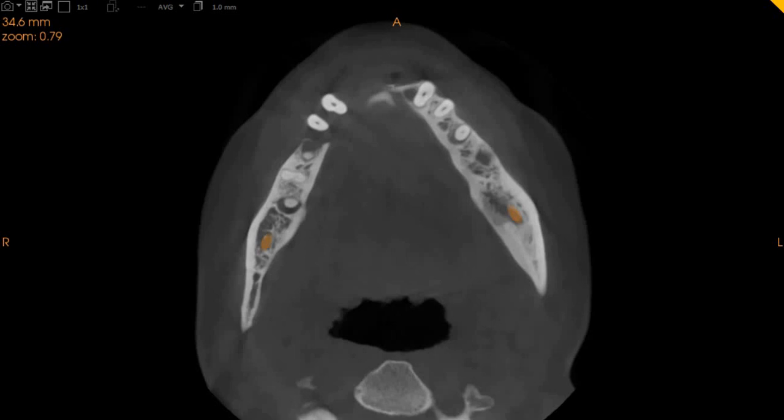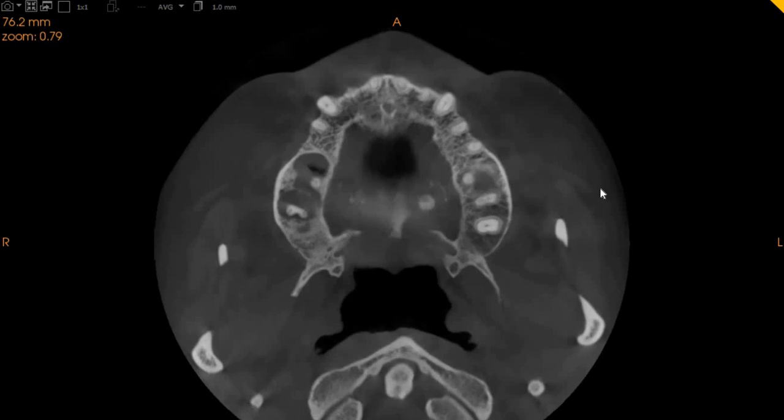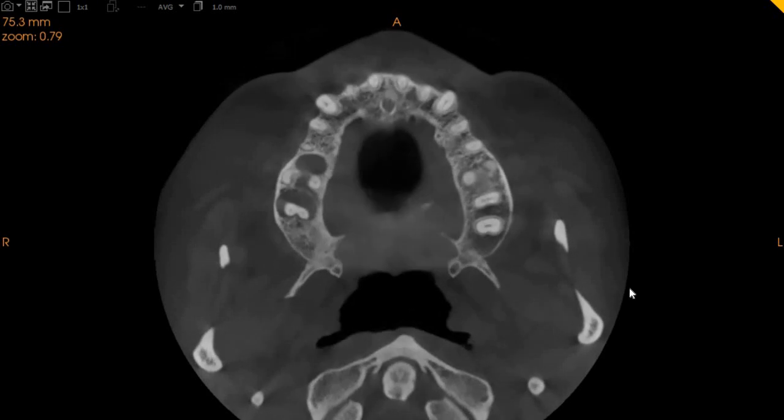This is the axial view of the mandible, and this is the axial view of the maxilla. As you can see, the upper left segment of the maxilla is still better bone supported than the upper right segment.